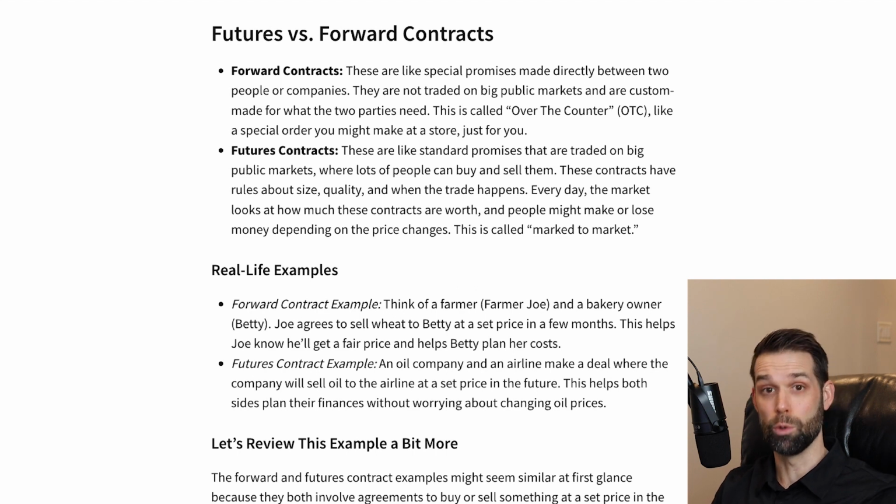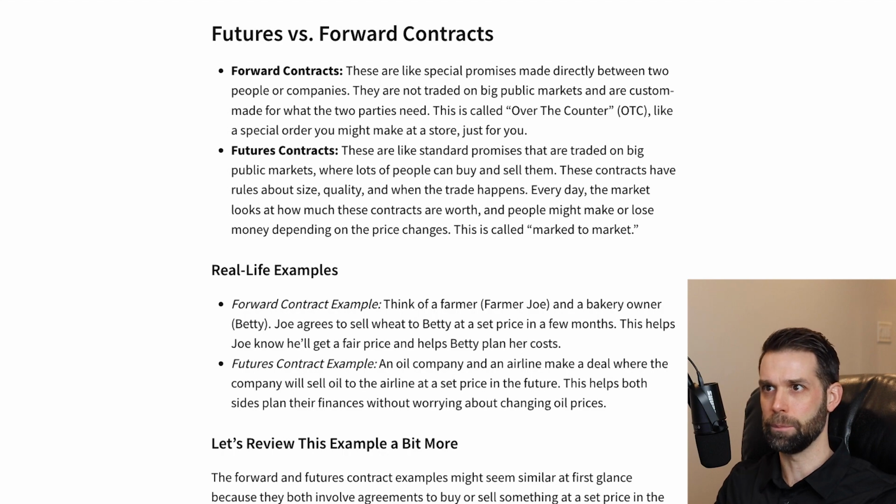These contracts have rules about the sizes, the quality, and when the actual trade can happen. Every day, the market looks at how these contracts are trading and what they're worth, and people might make or lose money depending on the price changes throughout the day. That's called mark to market. You get a new market price, or the market value of the contract, at the end of each day. Whereas with a forward contract, it's set in stone, so to speak. The price fluctuations of whatever you're trading are not going to affect that contract, or there's not a new price for that contract.